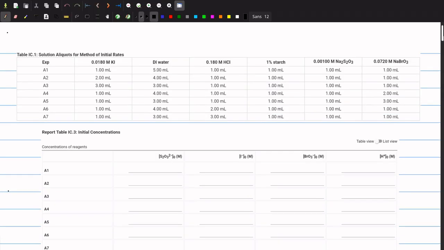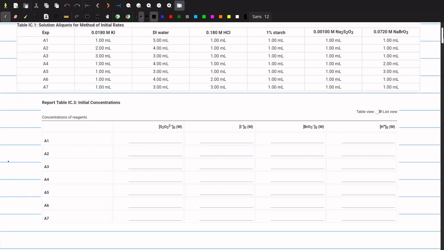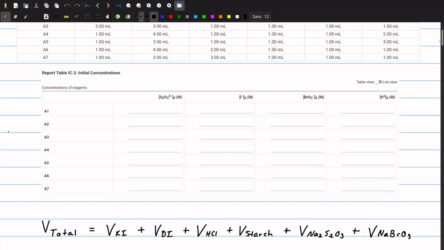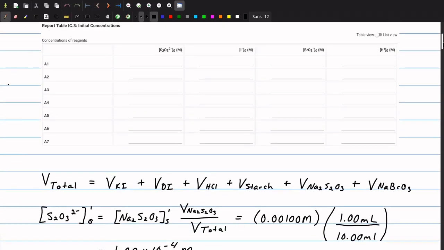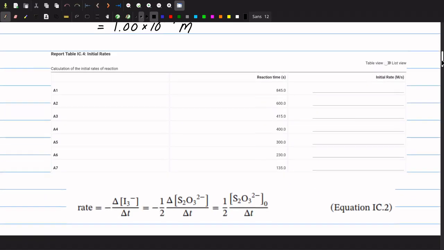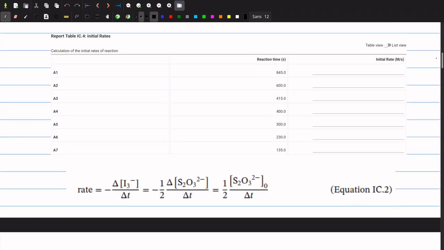Obviously, you're going to be doing the same bits of math over and over again. I really recommend some sort of spreadsheet program or something like that to help you do this math so you're not just stuck there doing it over and over again. The next thing we're going to be faced with is to calculate the initial rates.